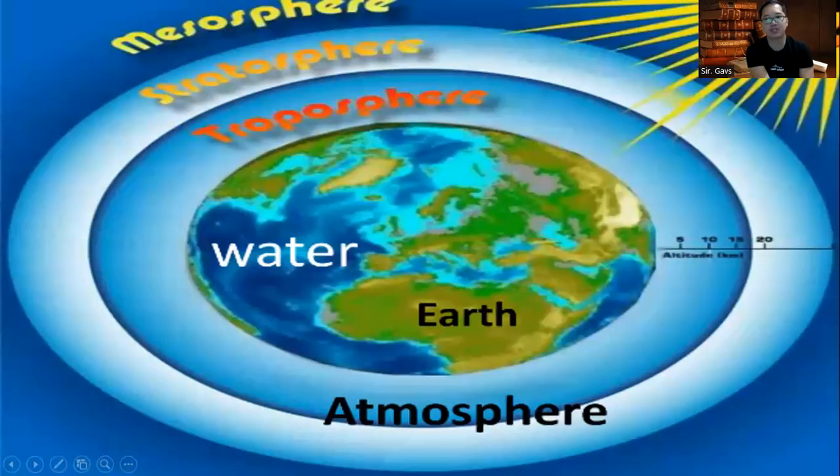Take a look at this diagram. So, water is surrounding the Earth. The Earth is almost three-fourths water, while it is also surrounded by the air that we call atmosphere.